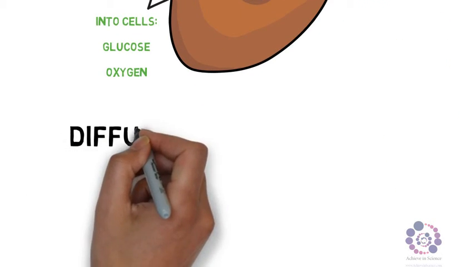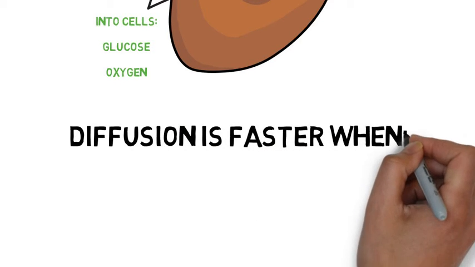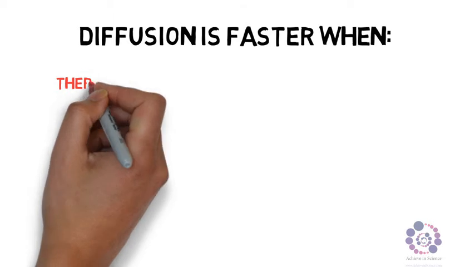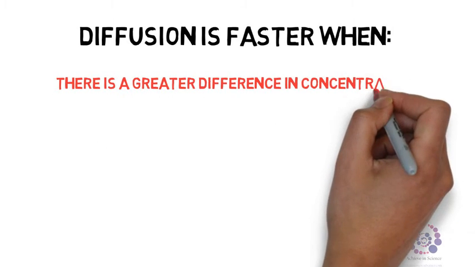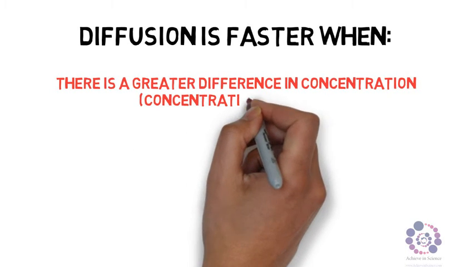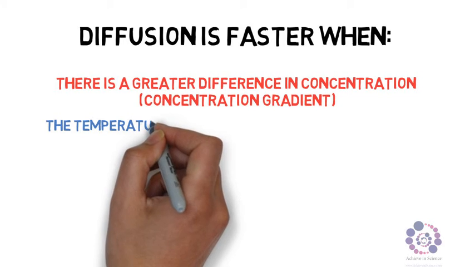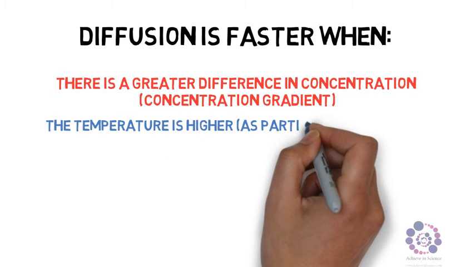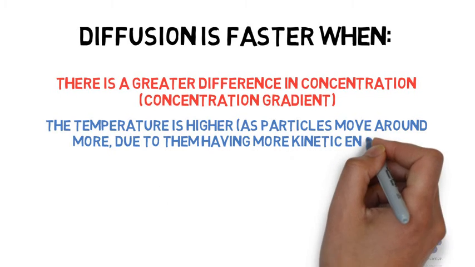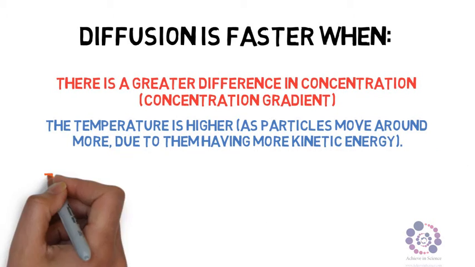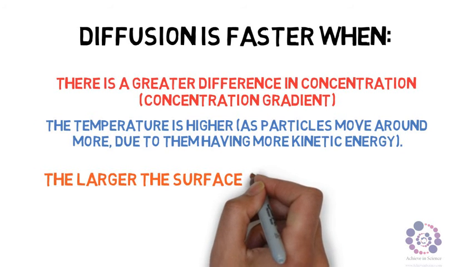Now again, diffusion can be affected and it can be sped up. How can it be sped up? Well, if there's a greater difference in concentration, it is faster. We call this a concentration gradient. If the temperature is higher, because particles have more kinetic energy, they're moving around more frequently, diffusion is faster. If there is a larger surface area to the membrane, then diffusion can be faster. Things can move in and out of the cell more easily.